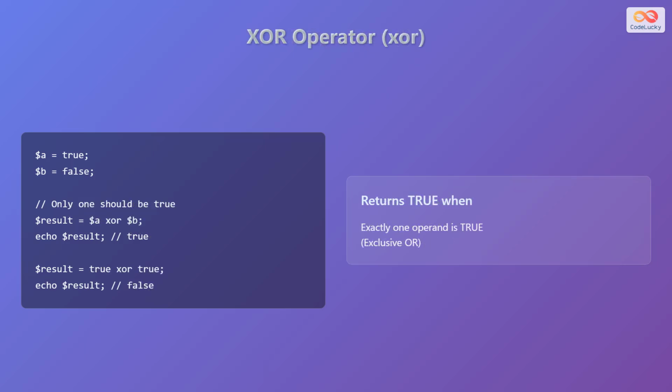The XOR operator is represented by the keyword XOR. This operator returns true when exactly one of the operands is true. It's an exclusive OR. Let's see how it works. Given $a is true and $b is false, the expression $a XOR $b evaluates to true because only one operand is true. However, if both $a and $b are true, then the expression $a XOR $b evaluates to false.